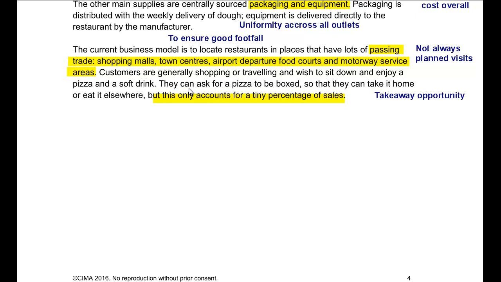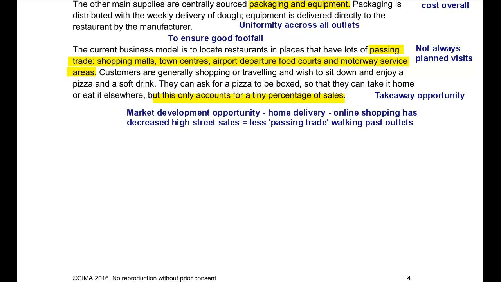Particularly with the growth in online shopping, the amount of people going to town centres and shopping malls is decreasing. So therefore Pizzatime needs to look at ways in which it can bring the Pizzatime brand and Pizzatime products to people who aren't always going to be passing the restaurants, who aren't going to form part of that passing trade that they currently go for.